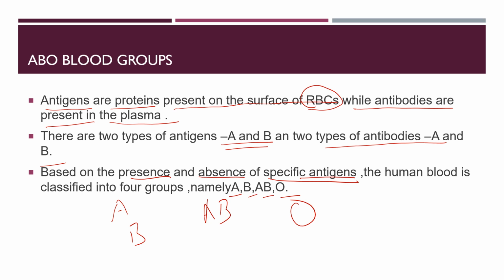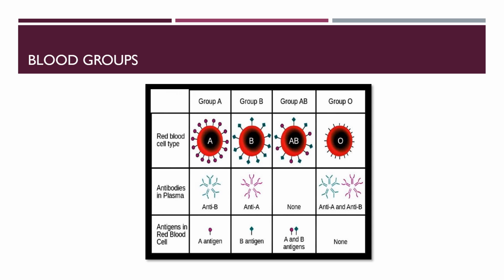And if no antigen is present on the surface of the RBC, it is blood group O. Is it clear? Whatever antigen is present, the opposite antibody should be present. So let us move on to that chart where we will discuss the antigens and antibodies and to whom blood can be donated. Now let us see this chart and discuss how these blood groups are divided and to whom they can give blood.